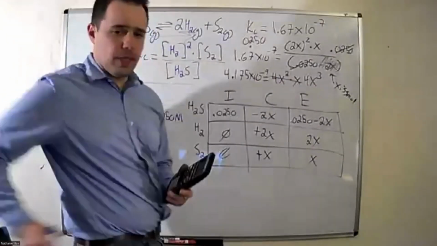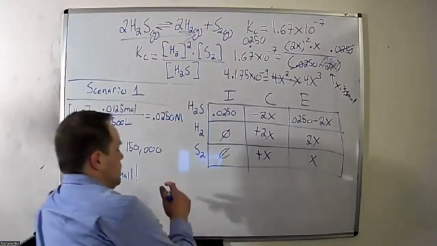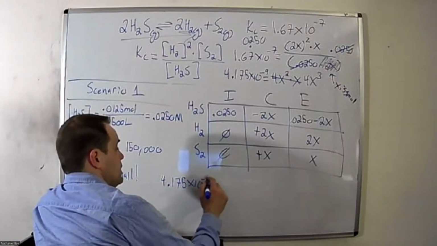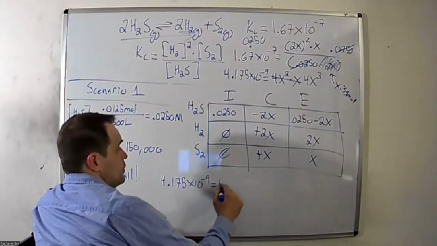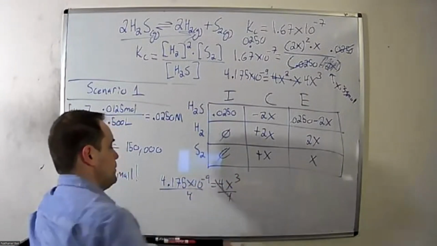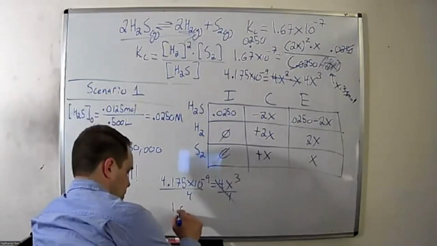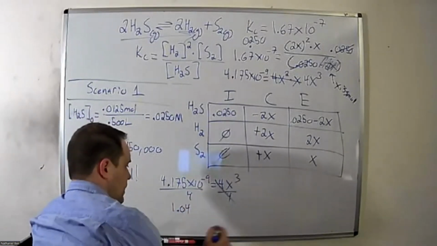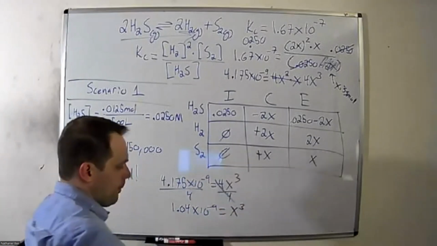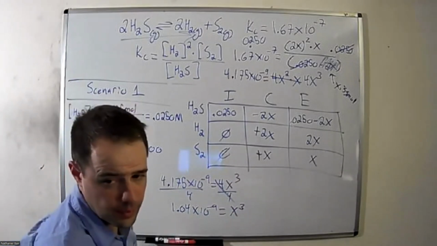Now I'm going to jump down here because I'm out of room. Just going to pull this down to here. 4.175 times 10 to the negative 9 equals 4x cubed. Divide both sides by 4. 1.04375 times 10 to the negative 9 equals x cubed. I'm going to let you catch up because we might have to help you find a button on your calculator here.